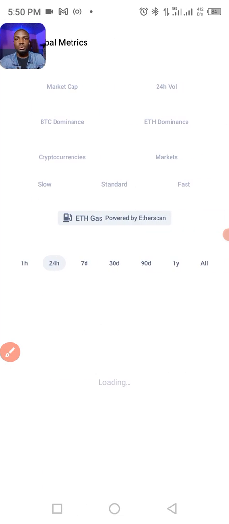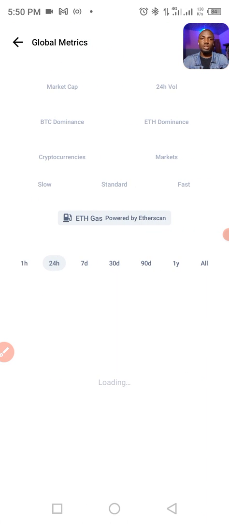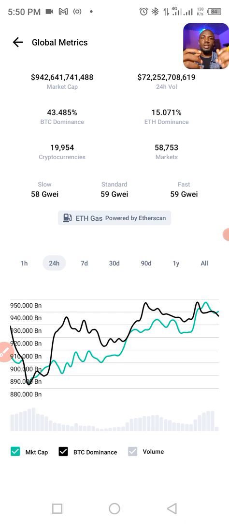Once you click, what you're going to be seeing is the global metrics. The global metrics shows you the worth of the entire crypto market. What is happening with the entire crypto? That's why they call it the global metrics. It covers every cryptocurrency asset. How is the entire crypto market faring? That is what the global metrics is going to show you.